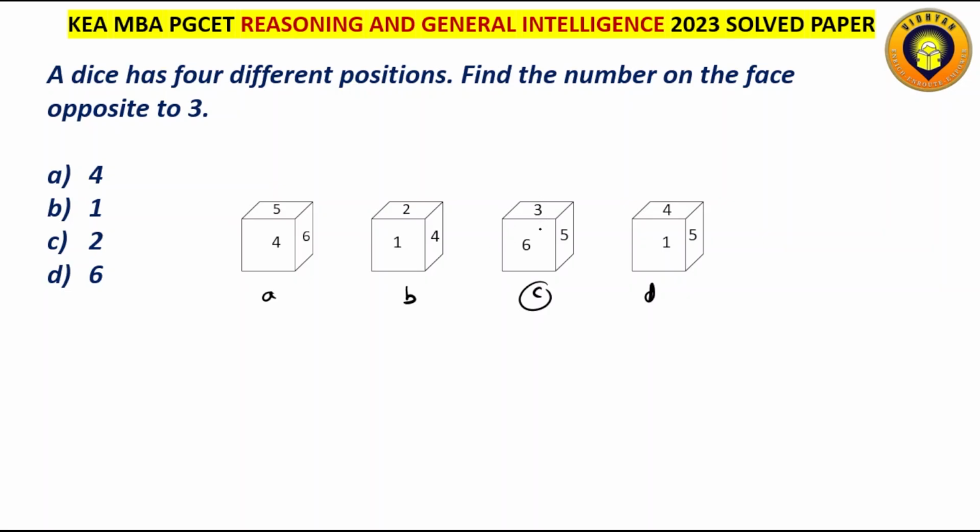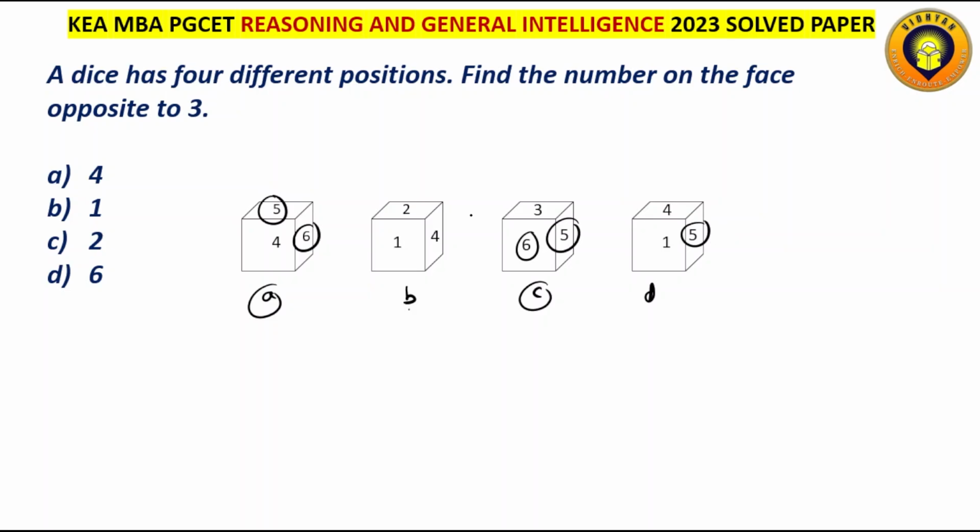Now what you have to do? You have to find the common numbers. If you look at the first position A and compare with C, you can see that 6 and 5 are common. If you compare B and C, there is no common number. If you compare C and D, 5 is common.